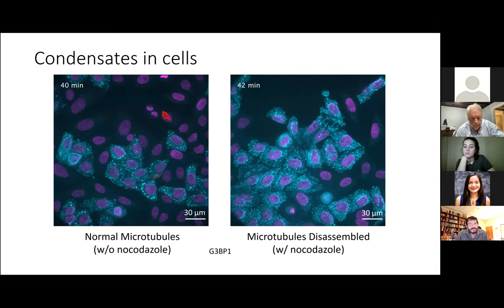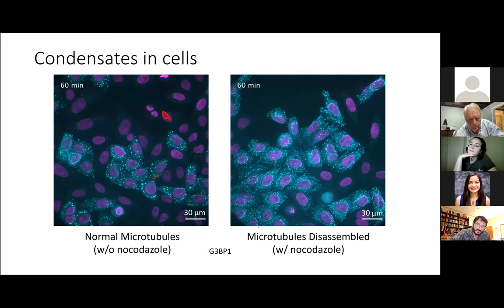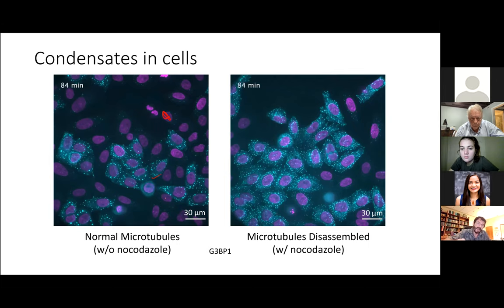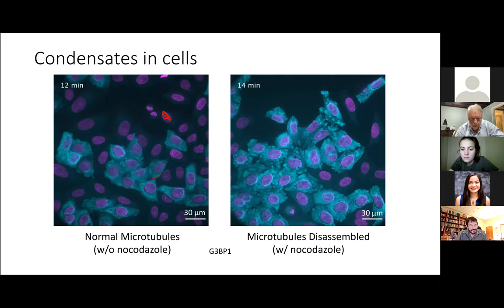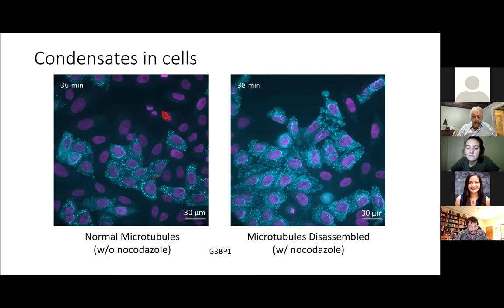And there are all kinds of interesting things. You know, if you disrupt the microtubules. The microtubules are like these big beams that provide mechanical support in the cell. If you disrupt them, you get a very different character of these condensates. And this is basically a phase separation of proteins forming these liquid droplets in the cell. And what we're interested in doing is understanding what the properties of these things are.